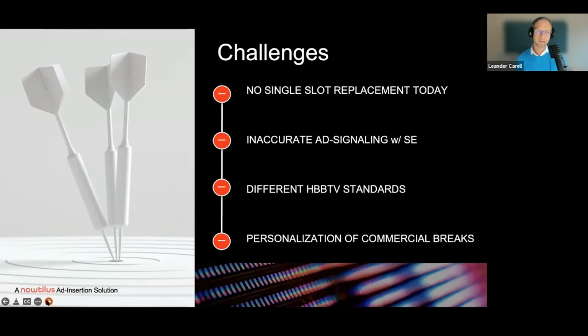And finally, the personalization of commercial breaks requires the ad serving system to process a high variation of pods and deliver to millions of concurrent viewers.